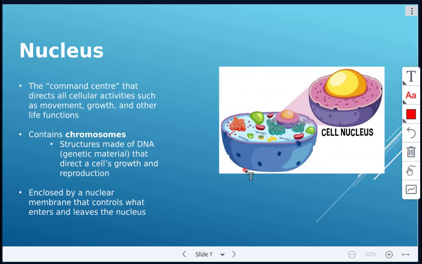It also contains chromosomes, however. Chromosomes we would find here in the cell's nucleus, and chromosomes are where DNA is found. These chromosomes are structures made of DNA, that's our genetic material, and that is what directs a cell's growth and reproduction. The nucleus also has a membrane surrounding it, called a nuclear membrane, and it also controls what enters and leaves the nucleus. That nuclear membrane is also permeable, but selectively permeable.